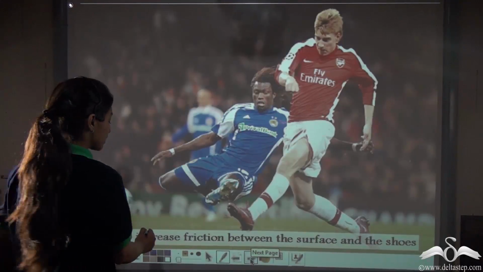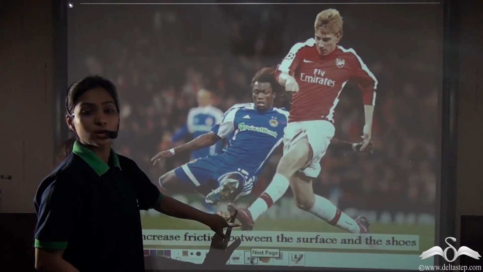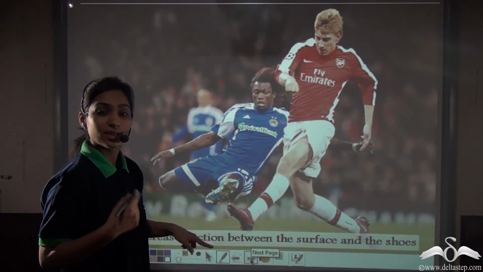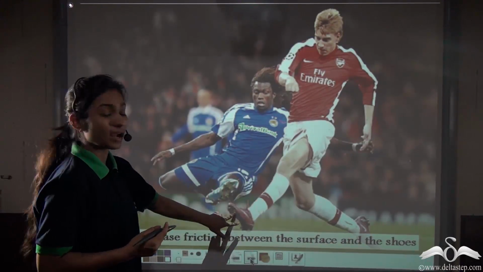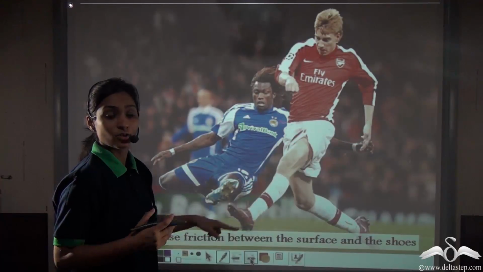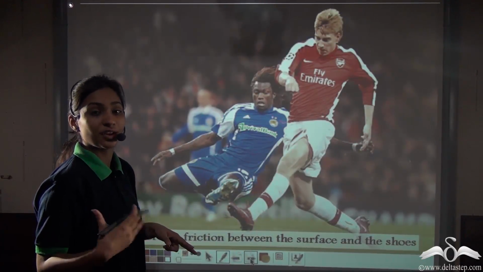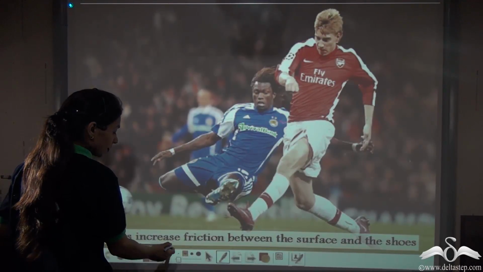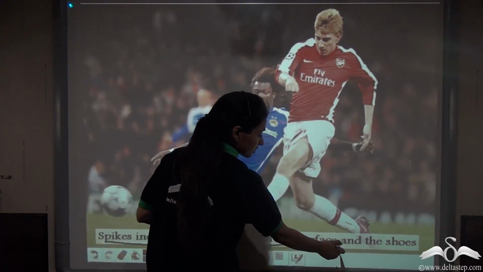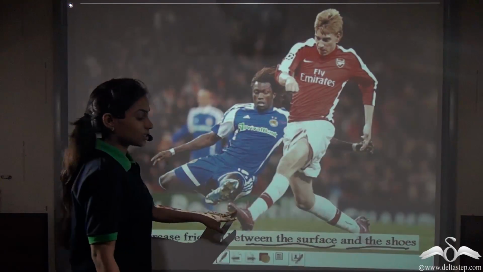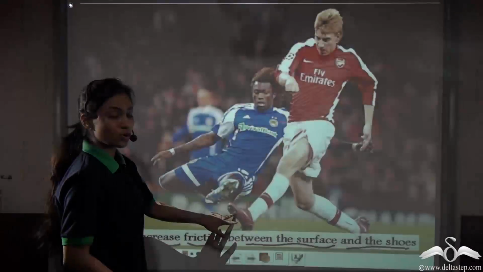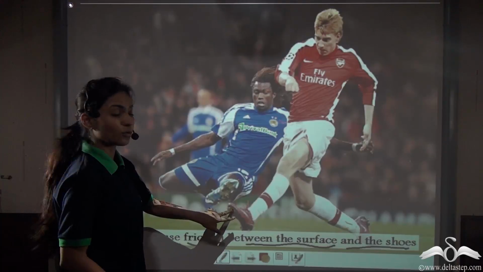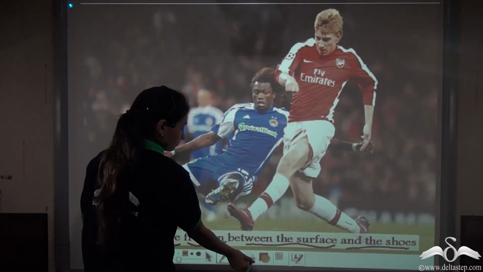That is why spikes are used in the shoes of footballers so that they do not fall down on the field. These spikes actually increase friction between the surface and the shoes, and because of that these players do not fall easily and can play on the field. So to increase friction between the shoes and the field, we provide them with these spikes.